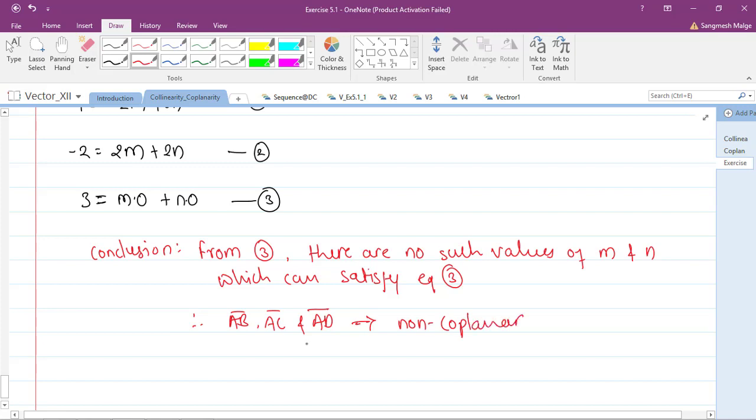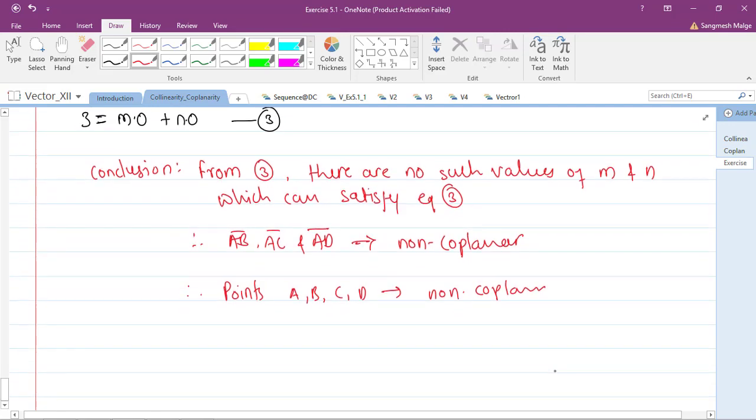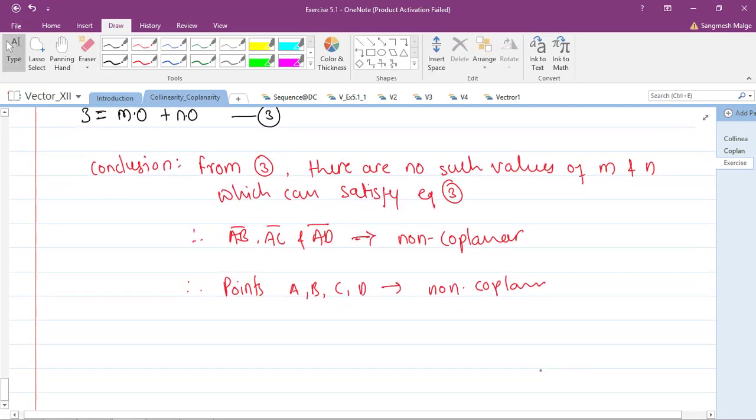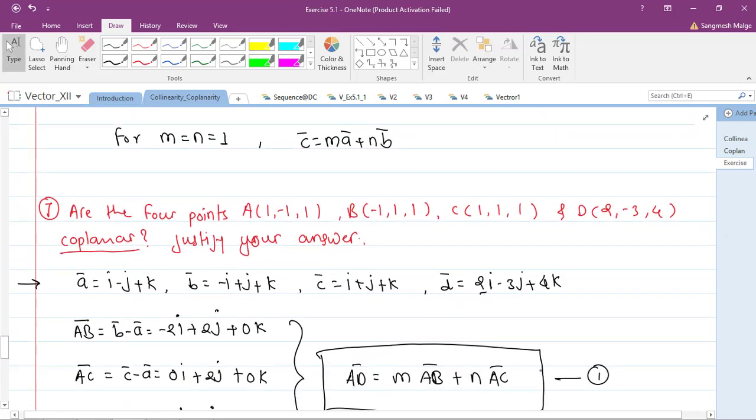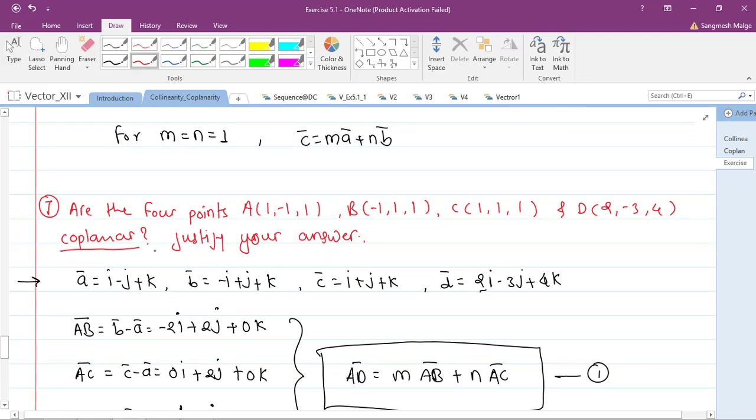Okay, very good. Therefore points A, B, C and D are also non-coplanar. Yes or no? It's very simple. If the vectors are non-coplanar, points are also non-coplanar. Okay, so what you have verified is that the vectors or these points are non-coplanar. That's it for this question number 7.